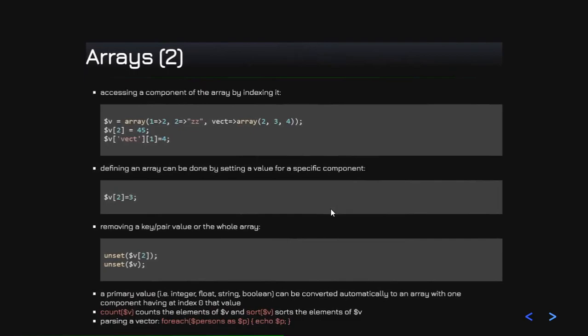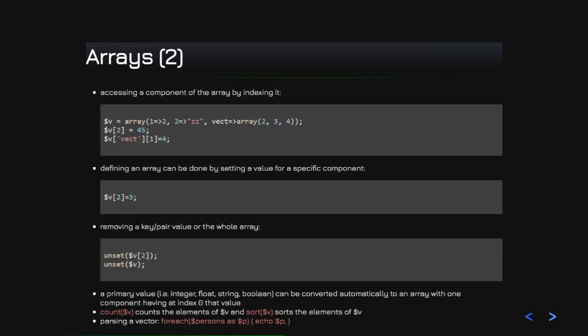We can access a component of the array by indexing it. For this array, we can index it using the key as index, so 2. This one, v2, would be this element, and index 1 would be this element, 3. We can define an array by just specifying a value for a component, like this. We just specify that v is a vector having one component with the value 3 and the key 2.